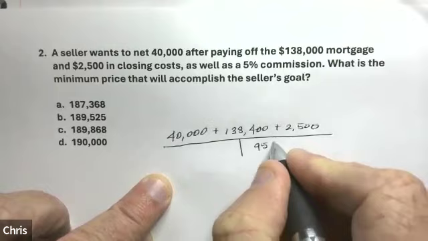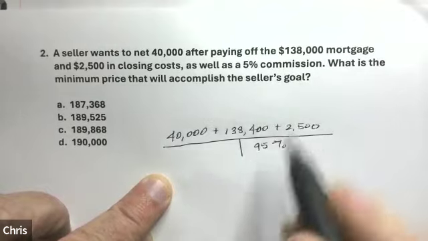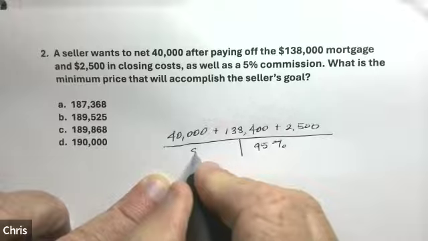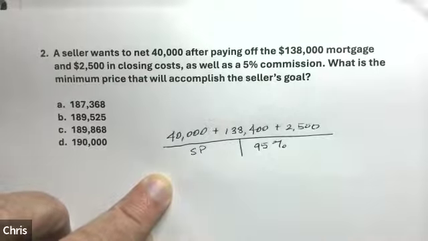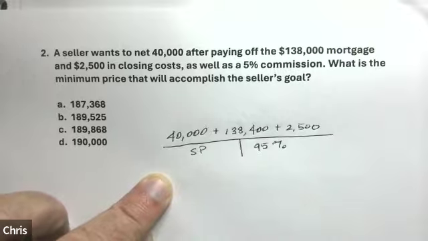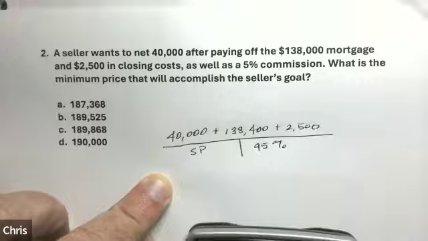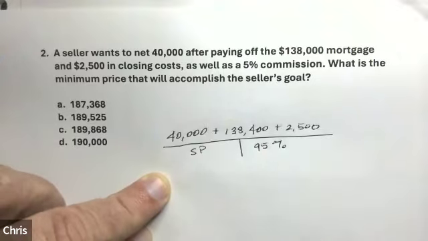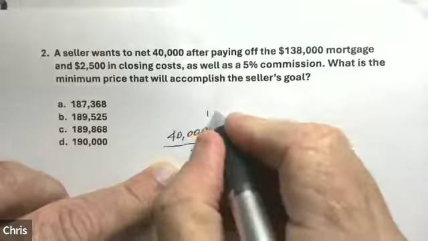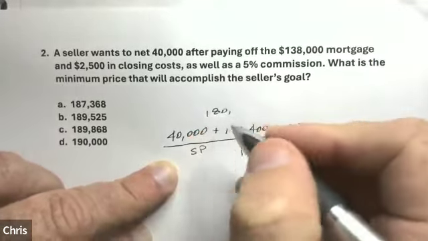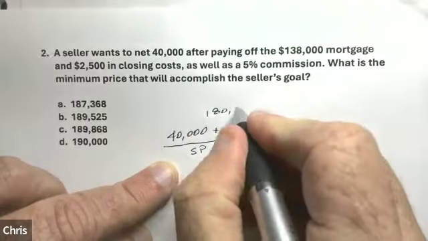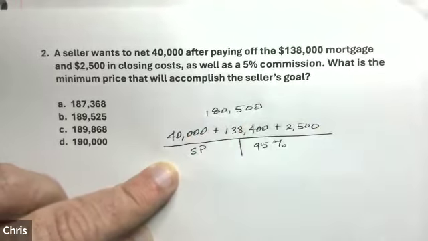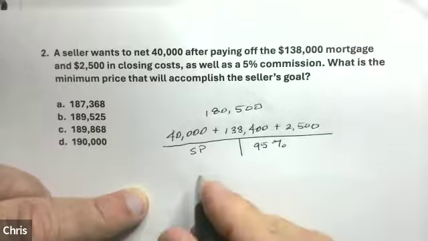Having said that, it says he's being paid 5%. And remember, inverse of the commission goes down here. And that way we can find the sell price. So let's add all these numbers up top. 40,000 plus the 138 plus the 2,500 in closing costs. So technically, what the seller needs after commission is $180,500. And now if you recognize it, now we're at the same spot that the question was previously.